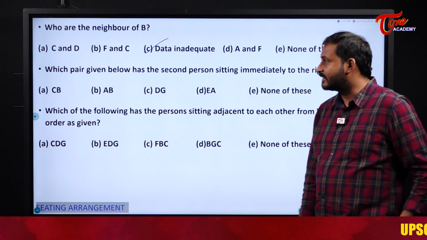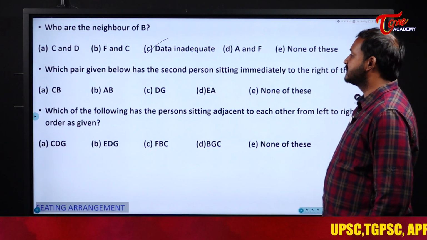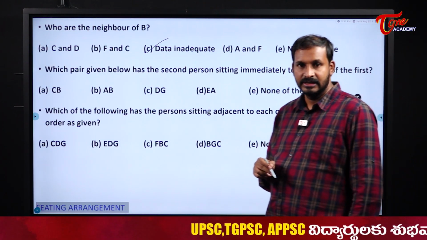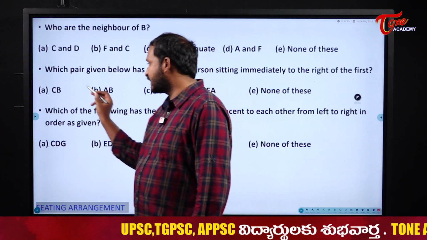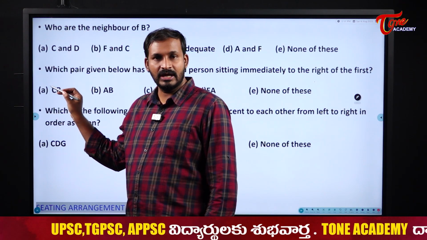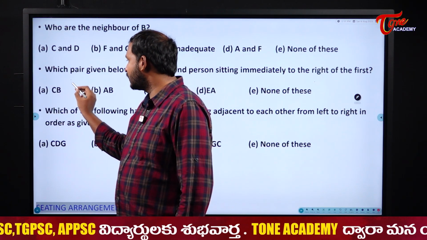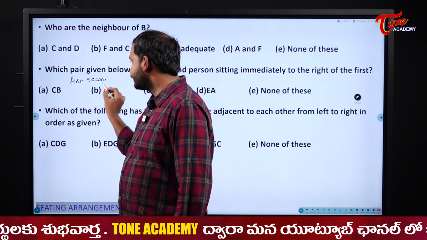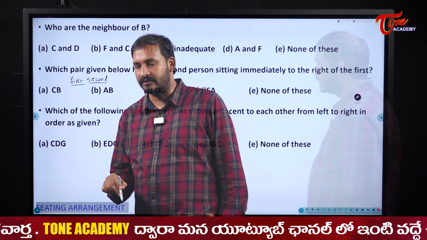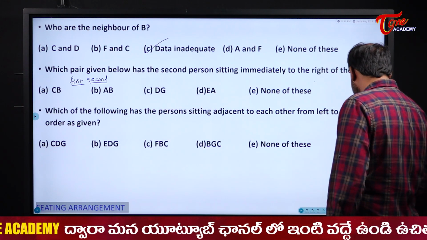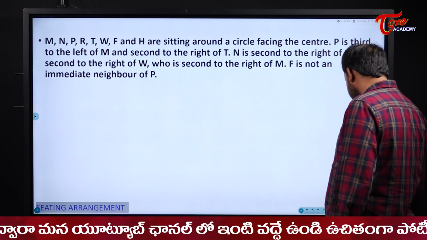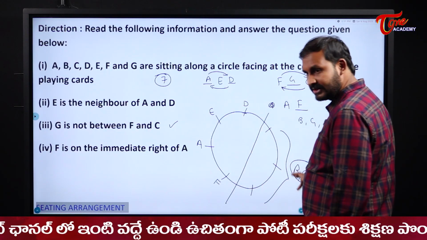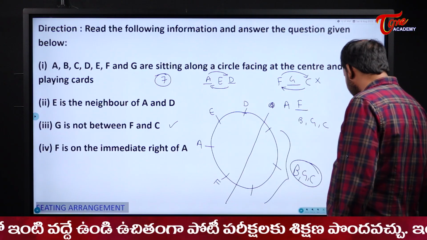So, our answer here becomes data inadequate. Which pair given below has the second person sitting immediately to the right of first person? Second person should sit to the right of first person. C's right side is B? We cannot tell exactly. Why? Because that arrangement is not fixed for us.